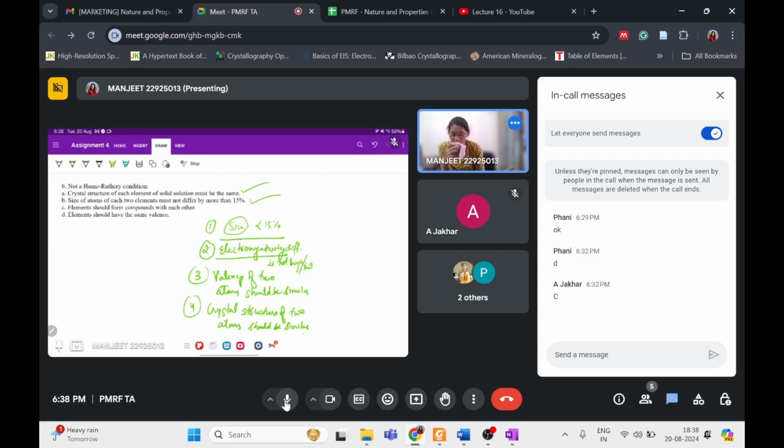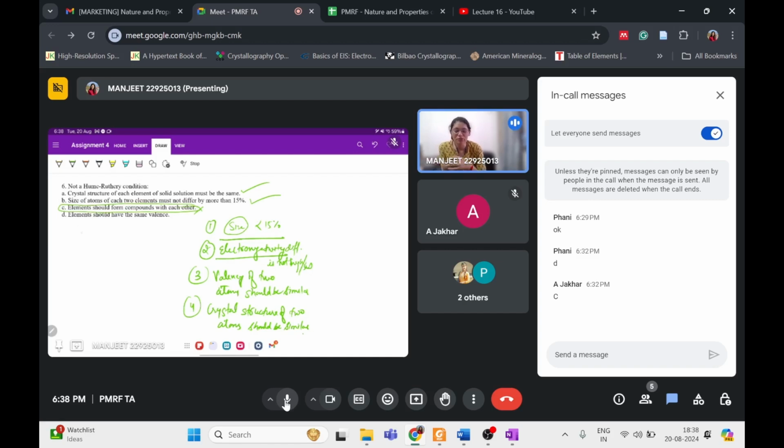The third one is that the elements should form a compound with each other. No, it is not correct. Why? It is not mentioned there that the elements should form a compound with each other. What about the fourth one?